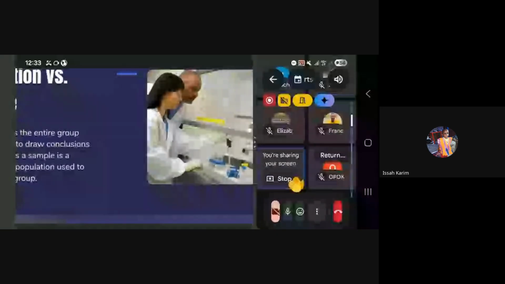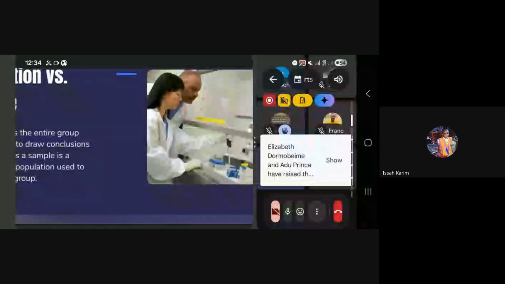Please, if you raise your hand for that, kindly talk about that for me. What is your take on the image? How is population and sample being used here in the lab? Yeah, Prince Edu.